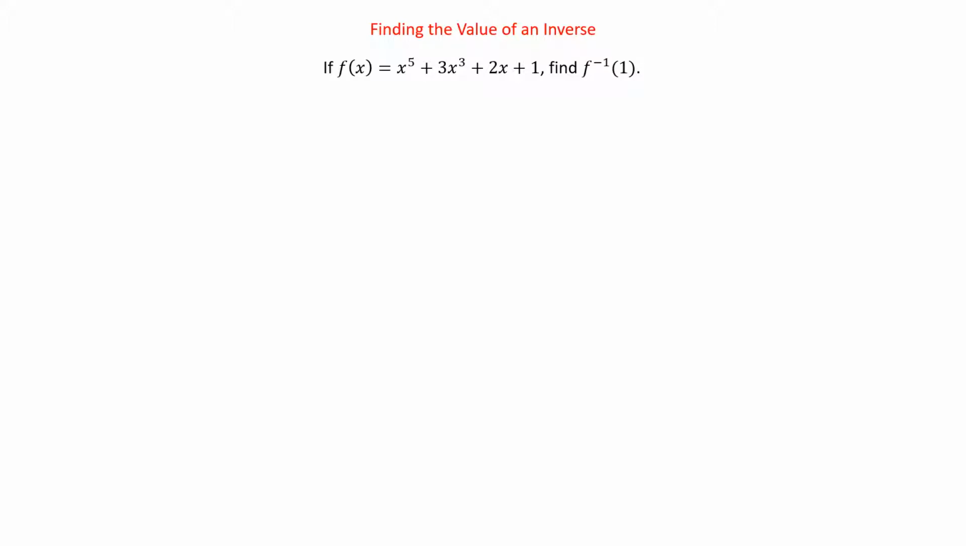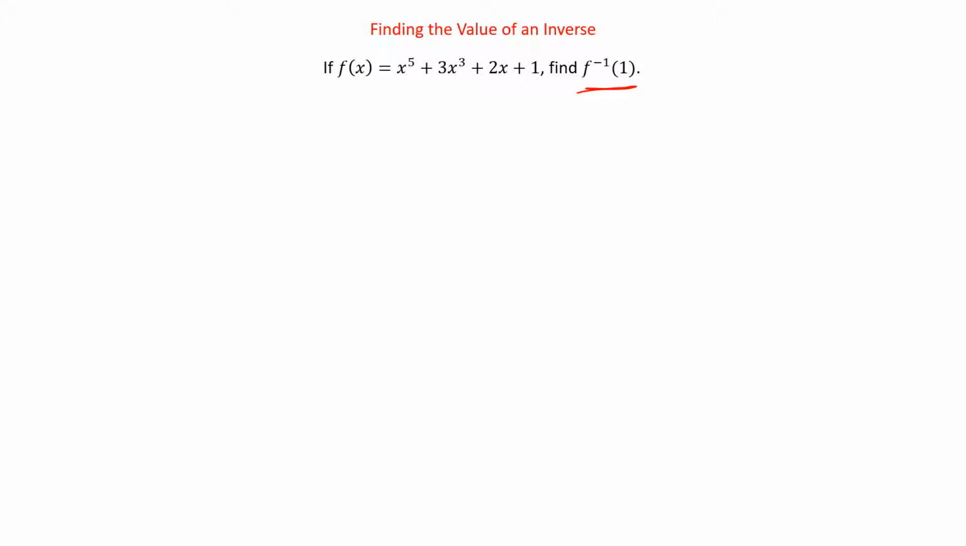If we switch the x and the y's, we'd have x equals y to the fifth plus 3y cubed plus 2y plus 1. And we're not going to be able to get y equals from there. It's just not going to happen. But we can find the inverse of 1. So if we had the inverse and we plugged in 1, what would we get?